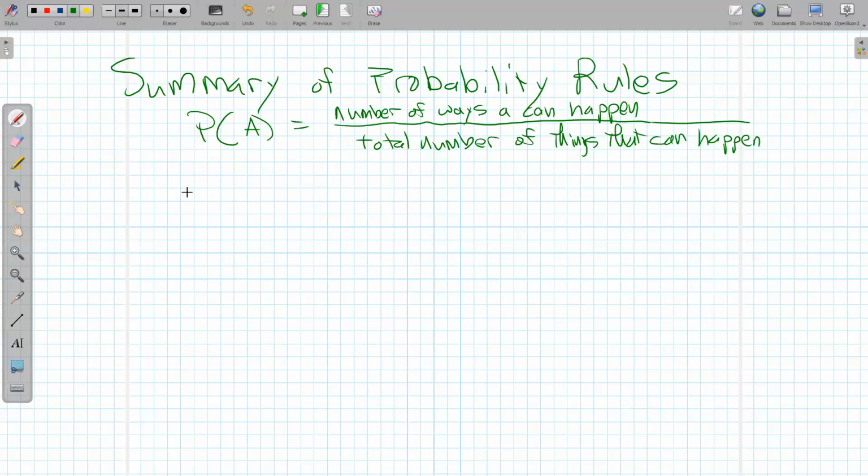So some other ideas that we have are the probability that A doesn't happen is 1 minus the probability that A does happen. And these are called complementary events.